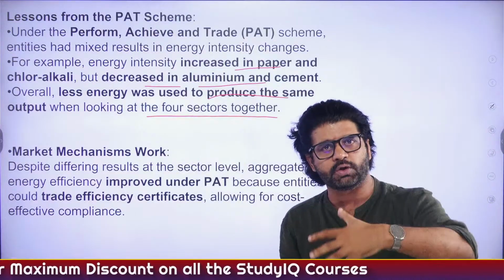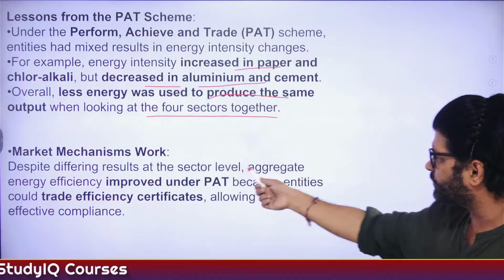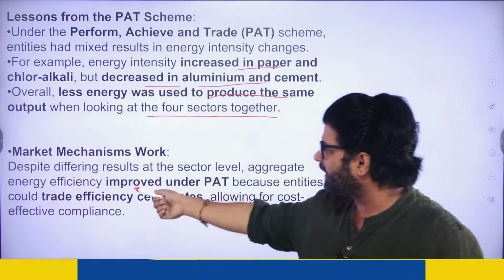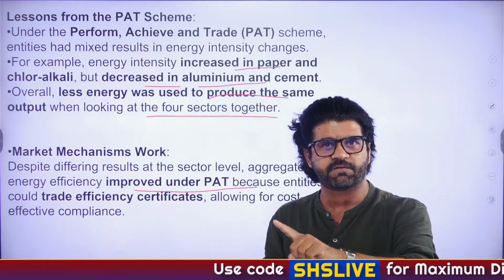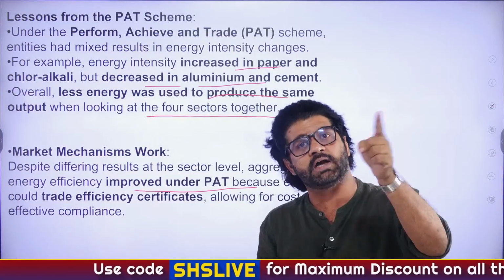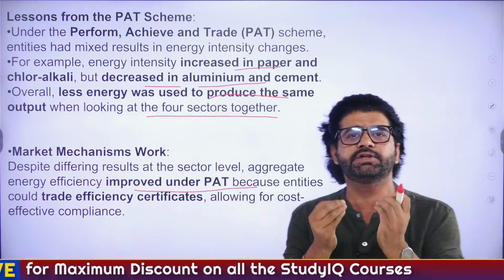So let's look at them together rather than looking at them individually. Market mechanism, despite differing results at the sector level, aggregate energy efficiency improved under PAT, Perform, Achieve, Trade, which focuses on energy efficiency. CCTS focuses on carbon efficiency. And here also, there were tradable efficiency certificates. What is the meaning of it?